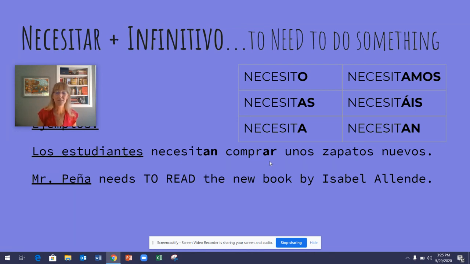For your own practice, pause the video and try the example below. Mr. Peña needs to read the new book by Isabel Allende. Now, when you do Mr. Peña, just like señorita, instead of putting a la, you're going to have to put an el in front of it.